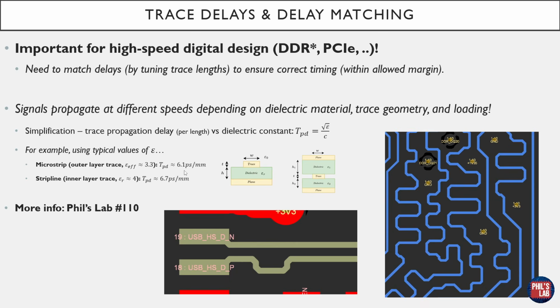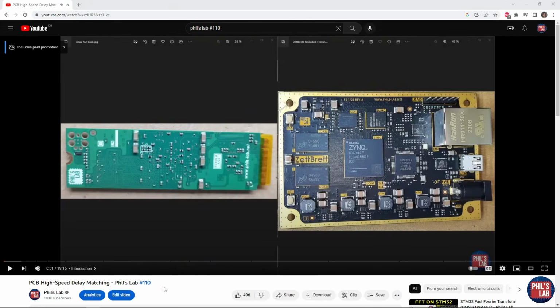For example, for an outer microstrip trace, we might get a propagation delay of 6.1 picoseconds per millimeter, whereas for a strip line trace, an inner layer trace, we might get a propagation delay of 6.7 picoseconds per millimeter. Again, we can do this within a bus or within a differential pair, so inter or intra-pair skew or delay matching.